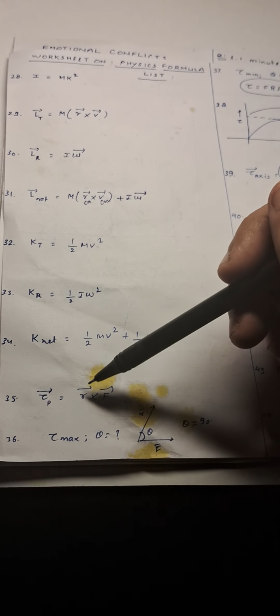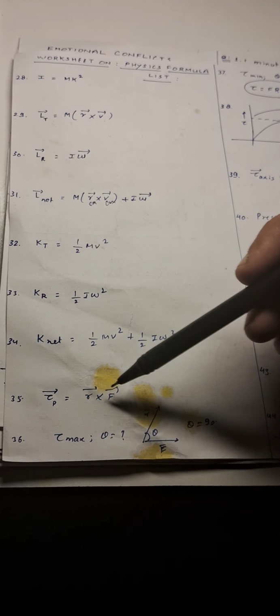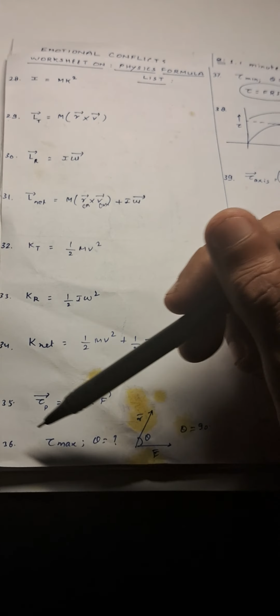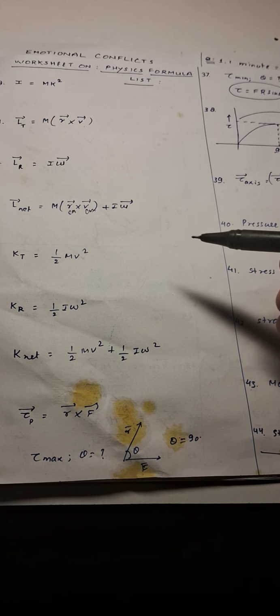Next we have the concept of torque. Torque of a point is r cross F, where r is the position vector and F is the force applied at that point. Then there is a condition for maximum torque. Torque is maximum when the angle between position vector and force is 90 degrees.